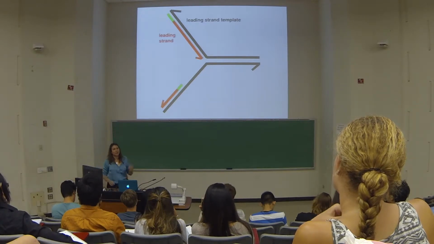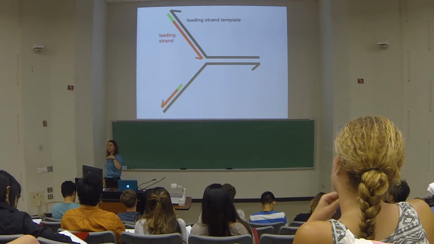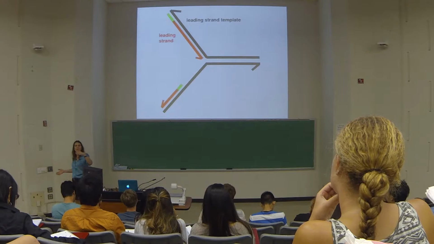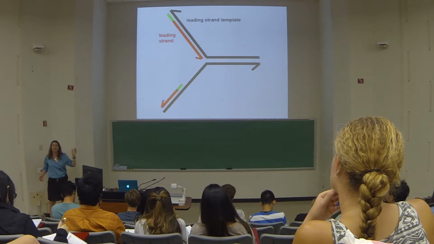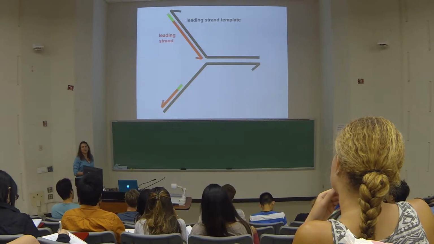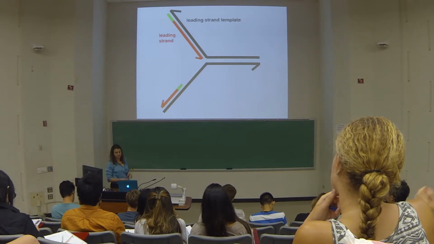The leading strand, the polymerase is synthesizing towards that replication fork. So as new DNA template is opened up, as we continue to pull apart that double strand, it can just follow along behind and synthesize a new piece of DNA.